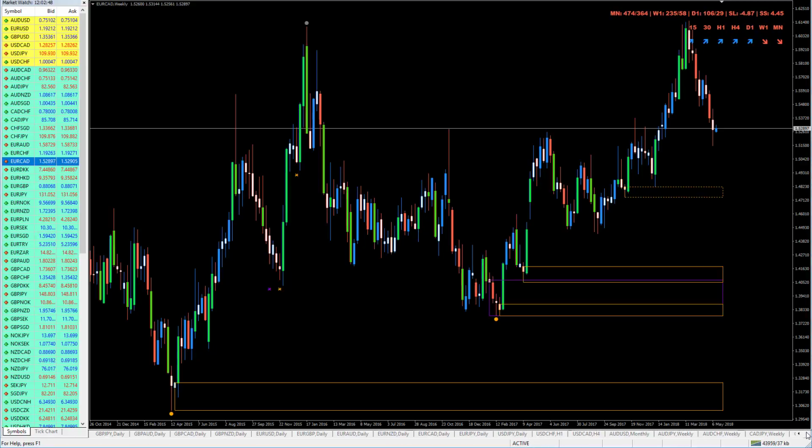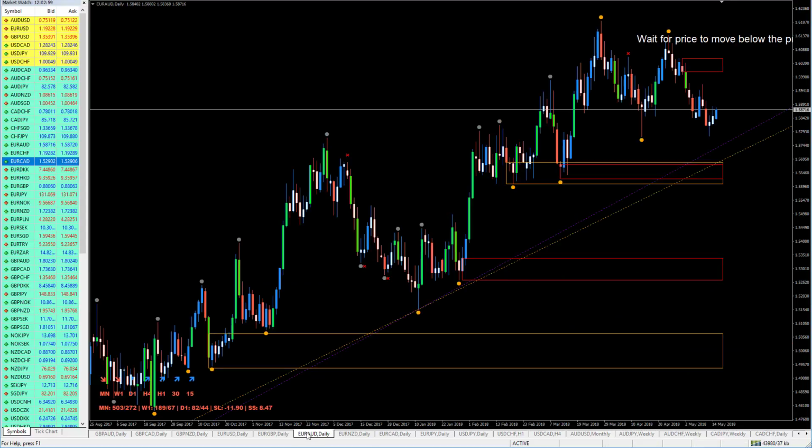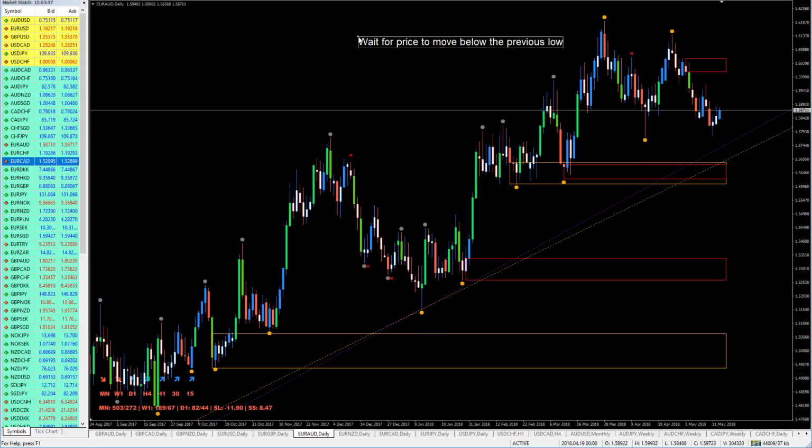Let me see where these are. EuroCAD. I've already got that on there. That's in my Euro department. EuroCAD here. So I got that here. And so here I've just kind of marked off my chart. Yeah. Wait for price to move below the previous low. The previous low is this one here. Swaps moving lower, quite a lot as well. So we have some major flows selling.